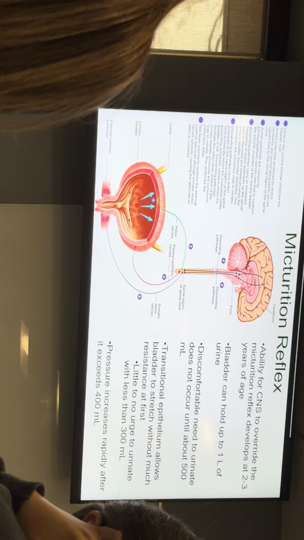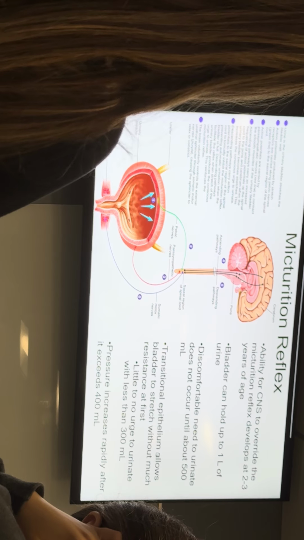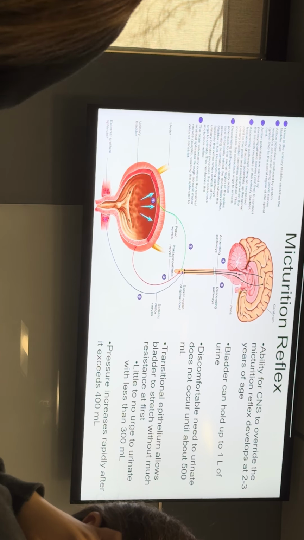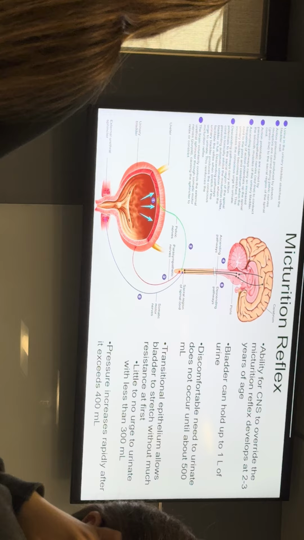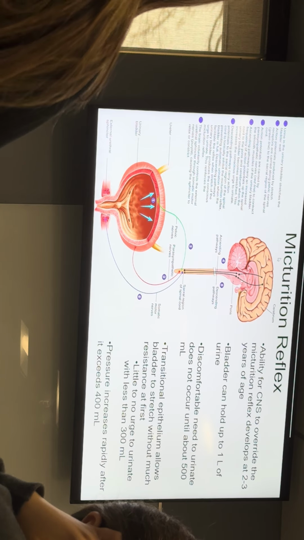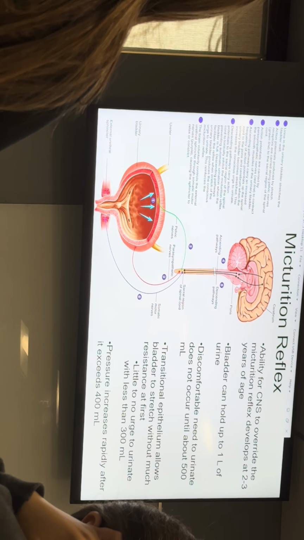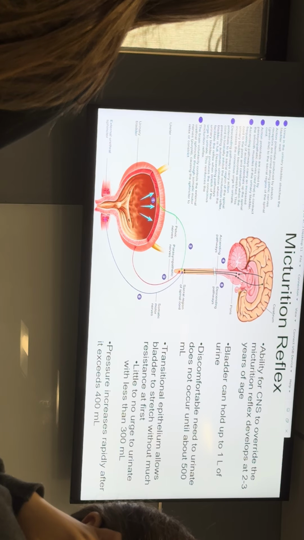And then it fills up a little bit more to get that much, half a liter, and that's when you start to get the discomfort where if you're at home, you pee. If you're at work and you can leave your work, you go pee. It's discomforting, so normally in that situation, you go pee. But what if you can't?